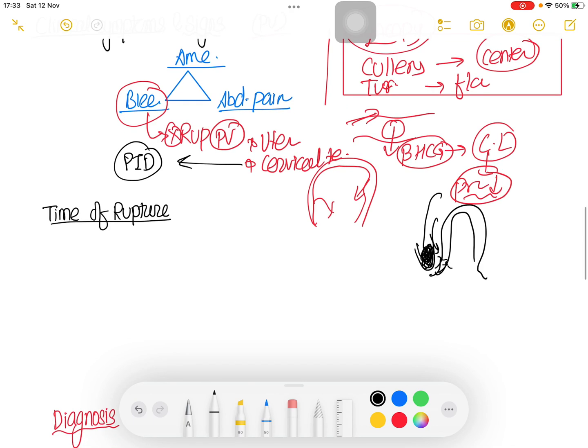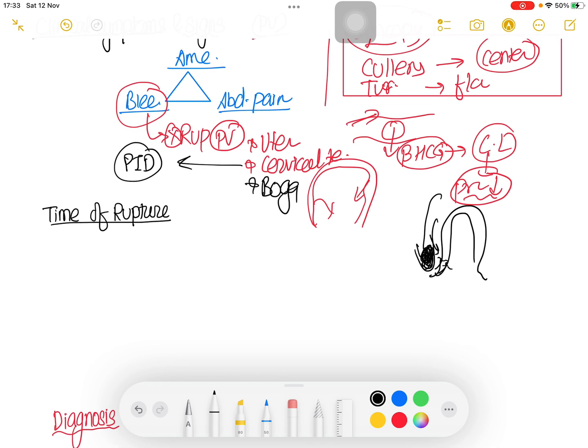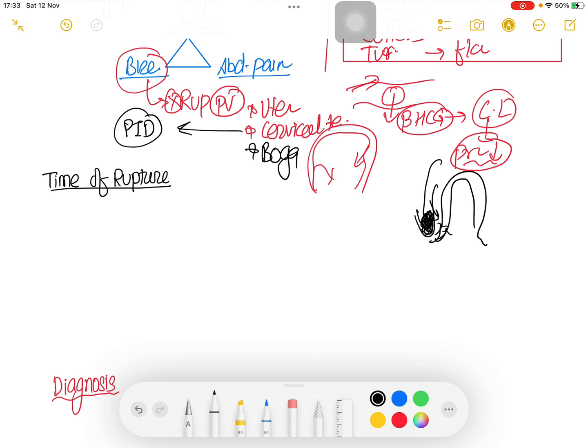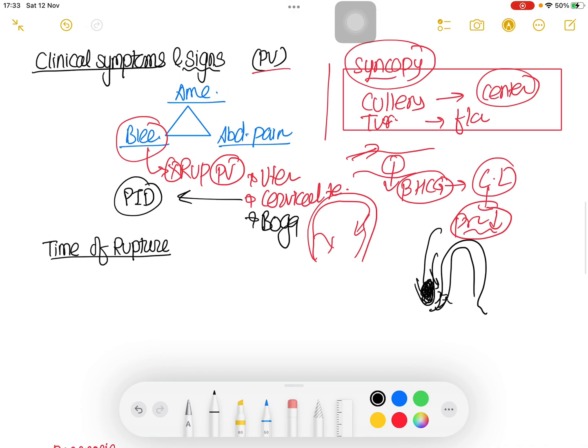And bogginess, a heavy feeling, when we do the PV examination. There can be bogginess in the pouch of Douglas, the posterior fornix. So this can also be seen in the vaginal examination.